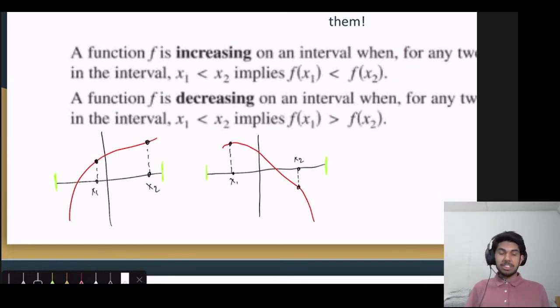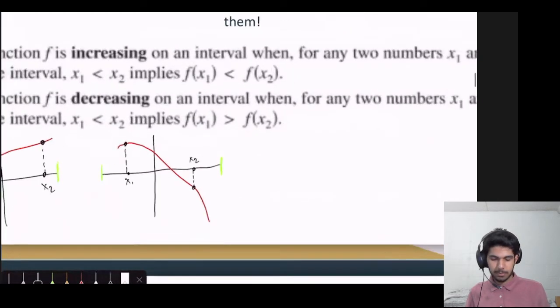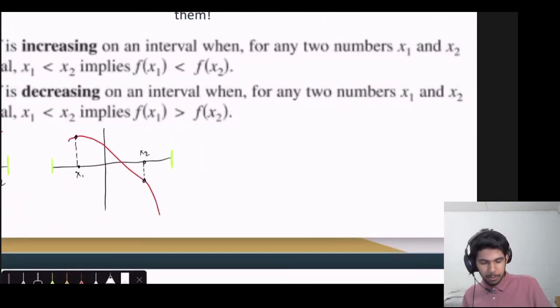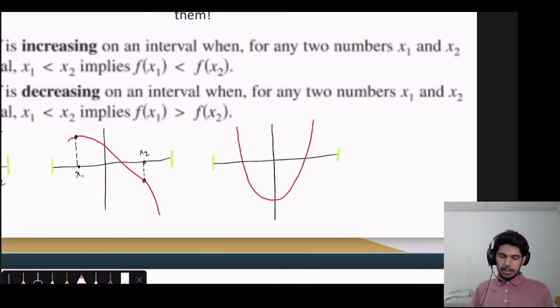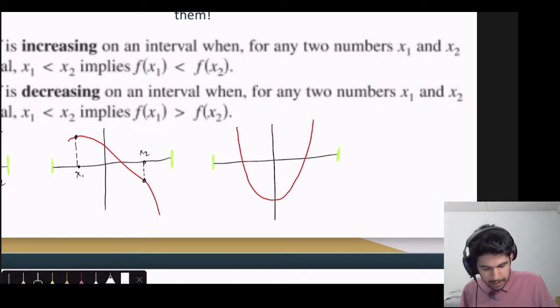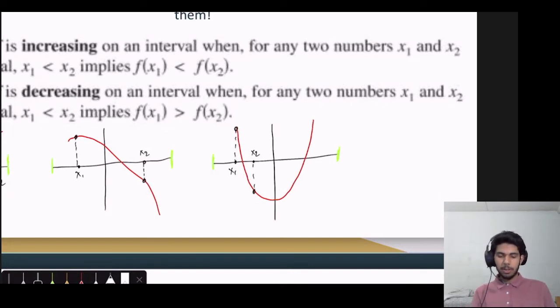And it's not that we just found two points such that it's true. It must be true for every pair of points. And let's just take a look at one more example. So same interval. Now we have something like this. Let's just say this is my x1 and this is my x2. Then the function evaluated at x1 is greater than the function evaluated at x2, which makes us think that, by definition, this function must be decreasing. But that's not true for all x1 and x2.